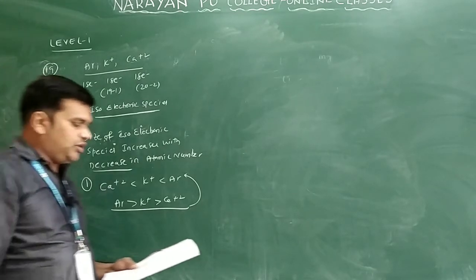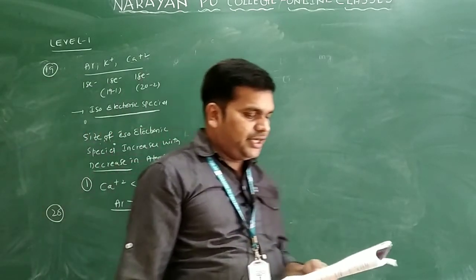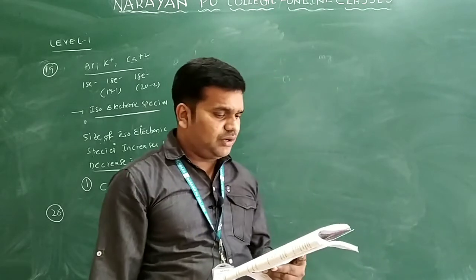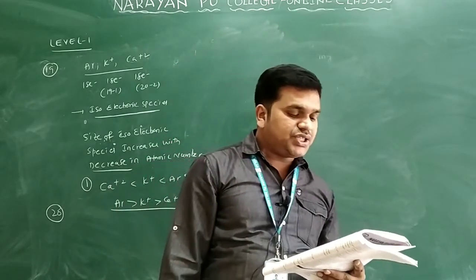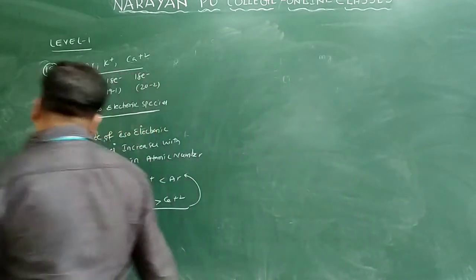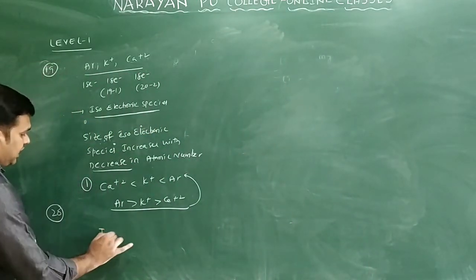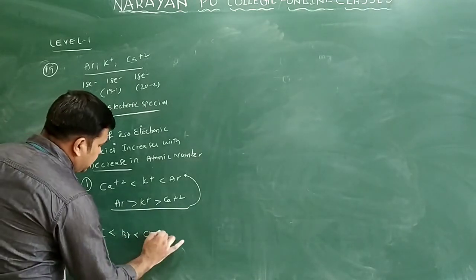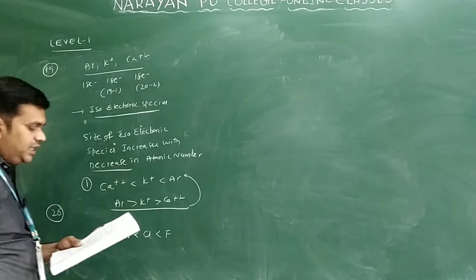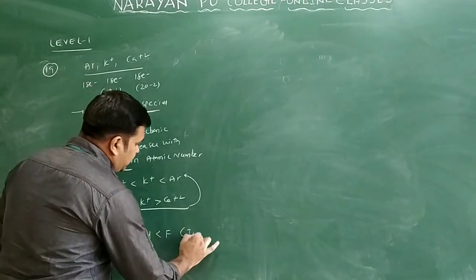Come to question number 20. In which of the following options does the arrangement not agree with the variation of the property indicated? They have given I less than Br less than Cl less than F. They are telling increasing electron gain enthalpy here.